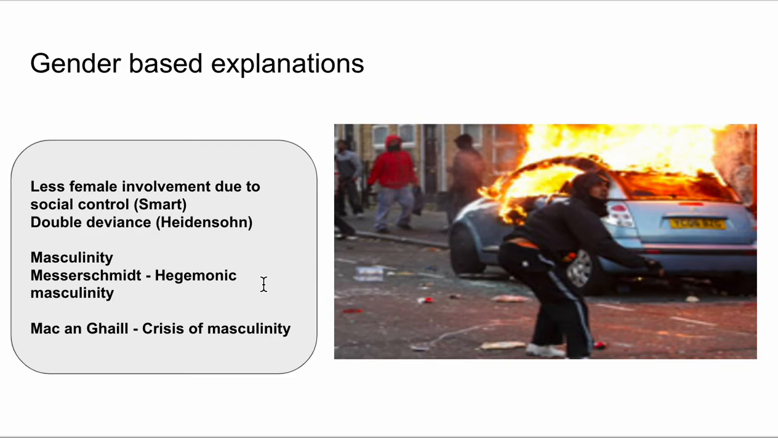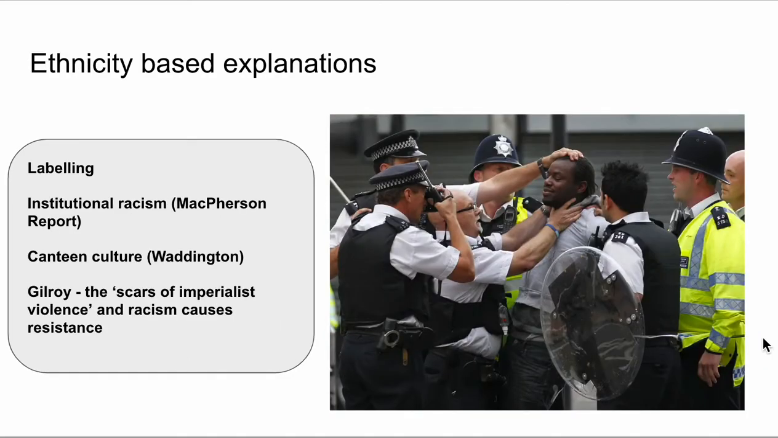Similarly, Mac an Ghaill has the concept of the crisis of masculinity. So for working class young men, it kind of links a bit to status frustration. But perhaps because of the lack of working class jobs, traditional working class jobs that maybe gave young working class men a sense of kind of masculine pride, crime is the outlet. Crime is the way that young men can gain status or assert their masculinity to wider society. And I think the riots could be an example to use there.